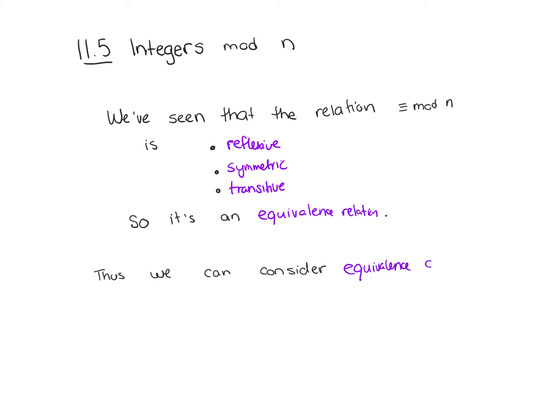And we saw that these equivalence classes are going to be things like the equivalence class of 0, the equivalence class of 1, all the way up to the equivalence class of n minus 1. Because then the equivalence class of n is the same as the equivalence class of 0, because n is congruent to 0 mod n, and so forth. So I want to think about this set of equivalence classes mod n and think about what math we can do on that set of equivalence classes mod n.